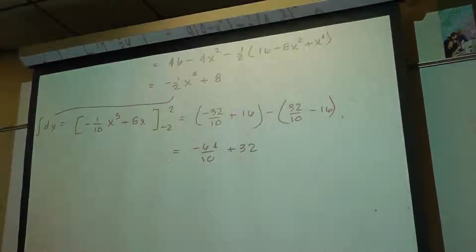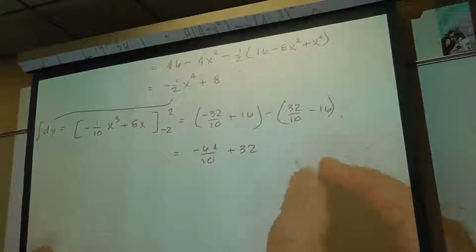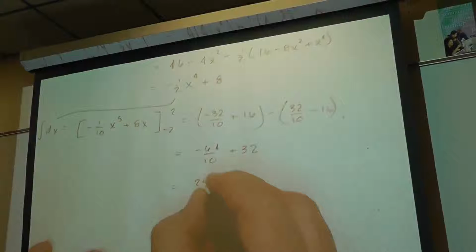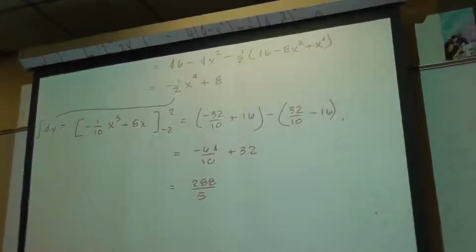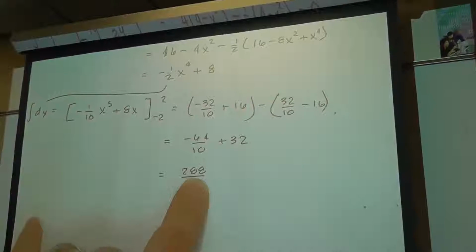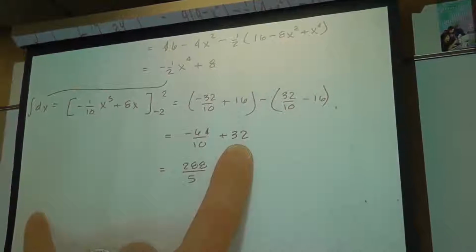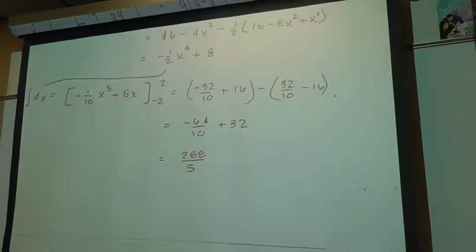So 320 minus 64, what's that? It ends up coming out to 288 over 5. 288 over 5? I will take your word for it. Because double that, that's 576, 64, 320. Oh, that is right, yes. Okay, thank you very much.